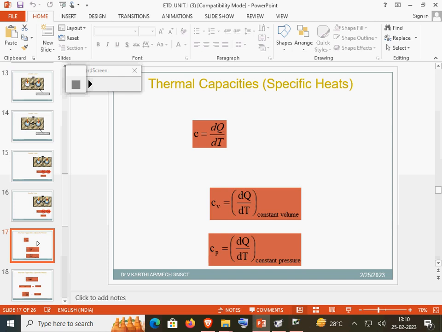Thermal capacity, specific heats. Assume a small quantity of heat dq is given to a parcel. The parcel responds by experiencing a small temperature increase dT. The specific heat C equals dq by dT. There are two types of specific heats depending on how the material changes as it receives heat: at constant volume, Cv equals dq by dT at constant volume, and at constant pressure, Cp equals dq by dT at constant pressure. The parcel experiences change in pressure, or change in volume.